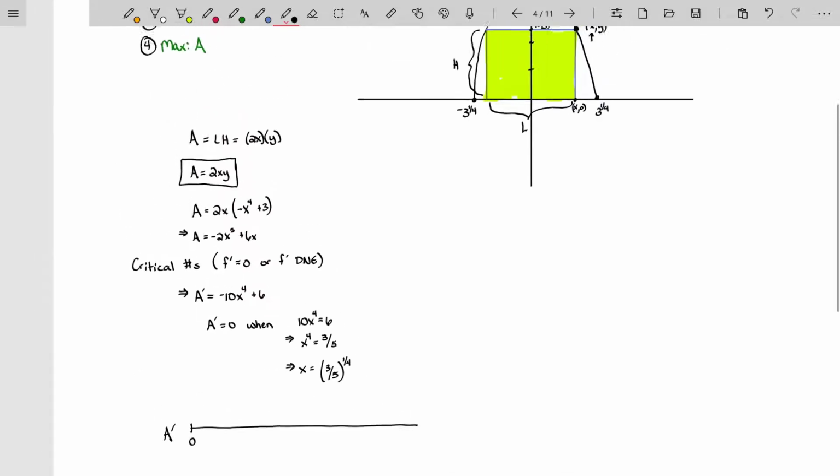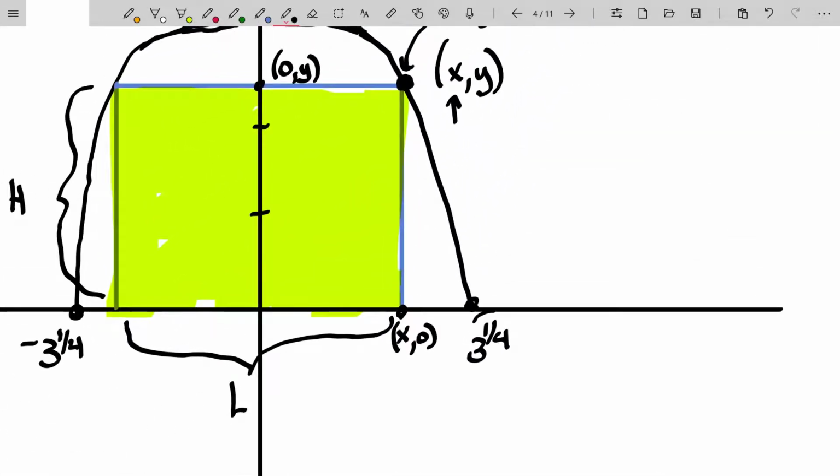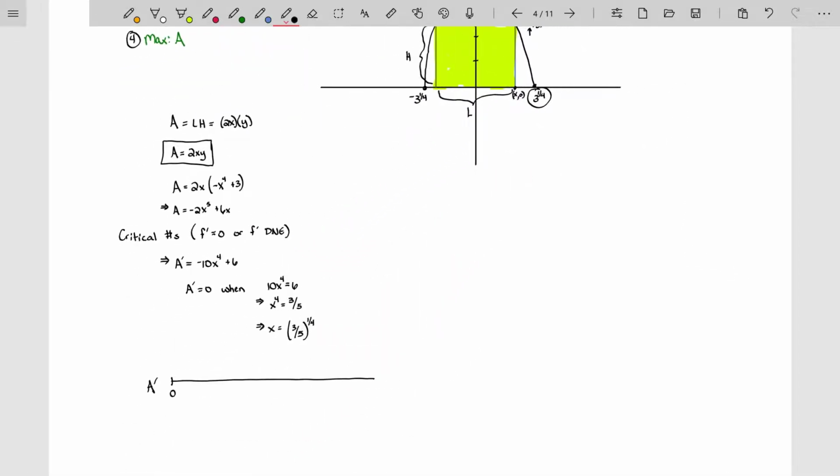The largest value x can be, just according to our picture here, is going to be this 3 to the 1/4. Those are the edges of our realistic domain in this problem. If you want to evaluate the area at those edges, you're more than welcome to. You'll find out that there's 0 at both edges.